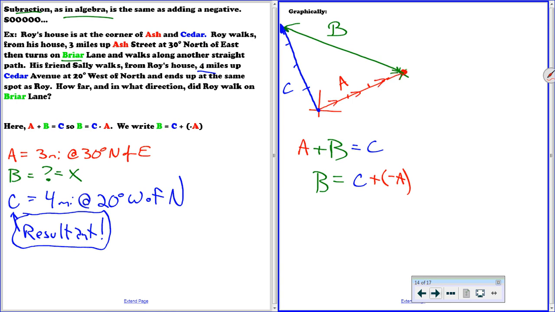Okay? So think about this then. If I want to find B, I'm going to take C and add the opposite of A. All right? So look, let's draw this. So here's my vector C. I want to start here, and I want to go 20 degrees north of west for 4 miles. So 1, 2, 3, 4. So hopefully that vector there looks about the same as my other vector C. Here's my vector C. All right, and now I want to add negative A. So give myself some room here.